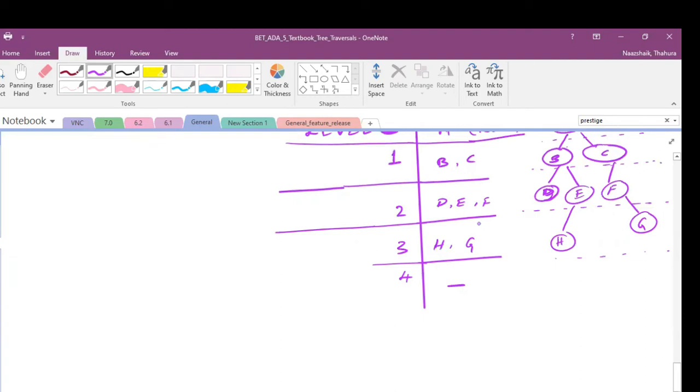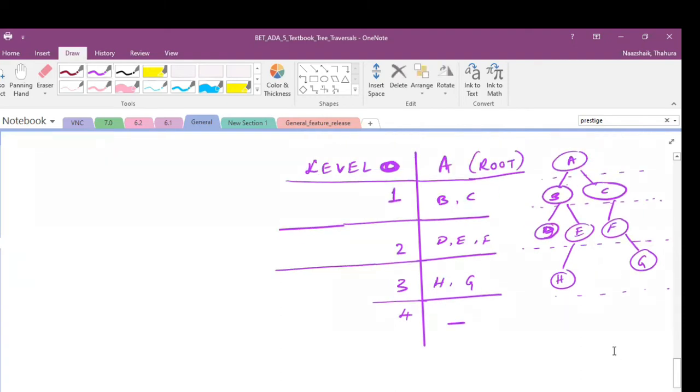Now, if I have to find the node H, in a tree, you cannot directly go to that node. You always have to start from root, then find your way down to H. We will come to the different techniques. That is called traversal. Traversal means how do you go to each node and check whether that is the node that you want or not. Traversal means visiting each node.